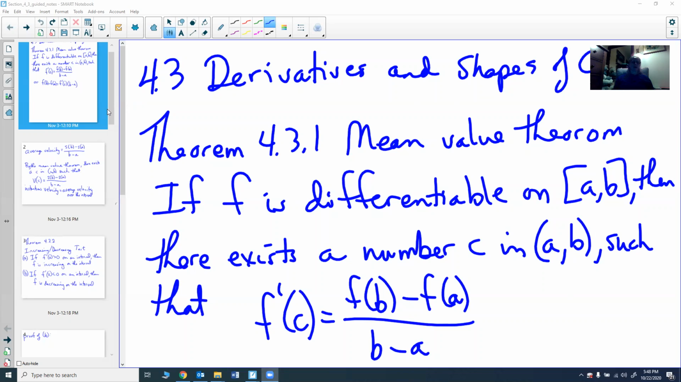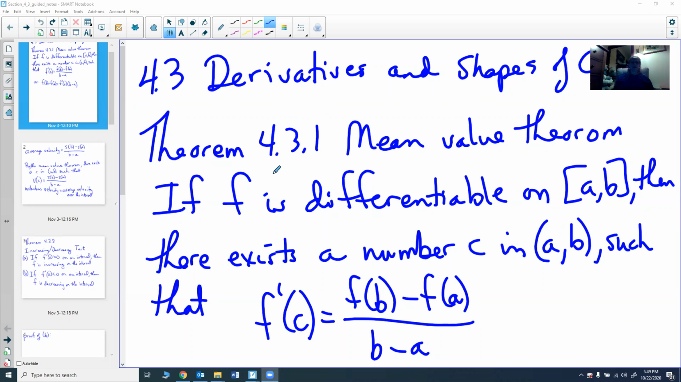Now that we know a little bit about maximums and minimums of functions, it's nice to actually look at more about functions and what the derivatives tell us about the shapes of curves. So we're going to start off with a theorem. There's lots of theorems in calculus to help us understand what's going on, and this theorem helps us with that. It's called the mean value theorem.